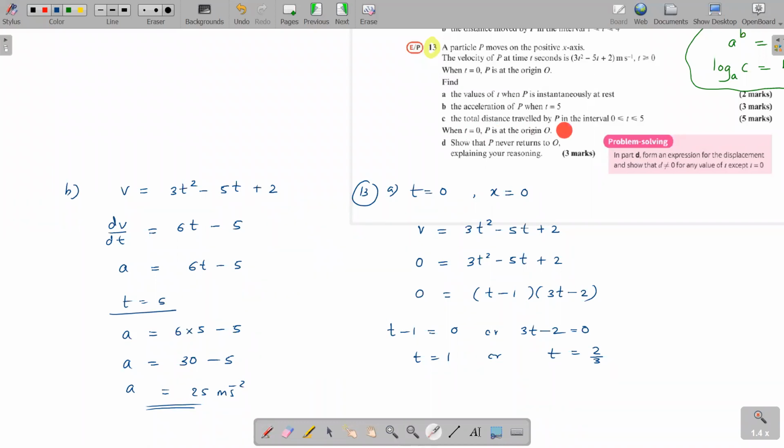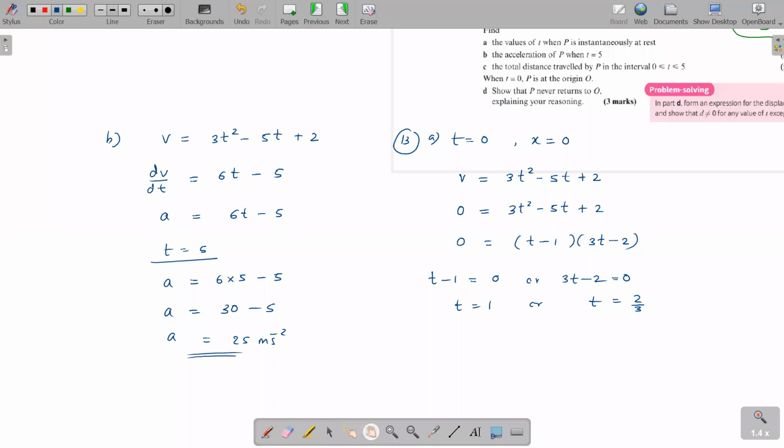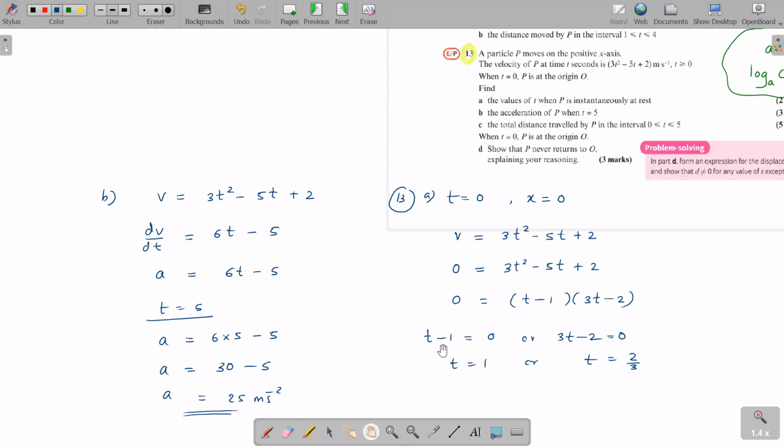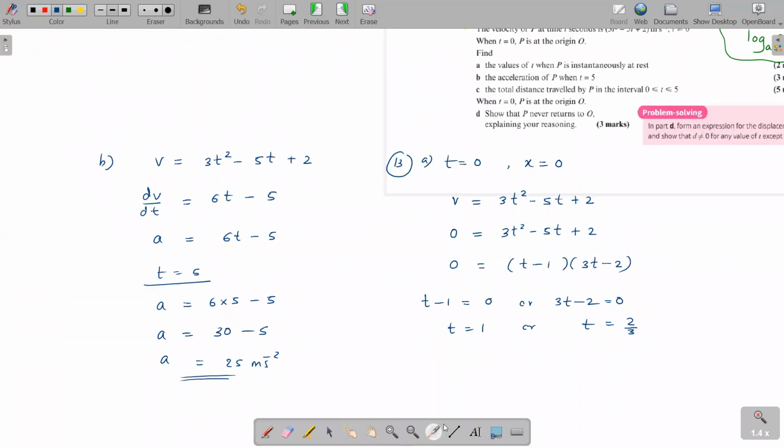The total distance traveled by P in the interval 0 to 5. Sorry, this is part D when t equals 0; part C is the total distance traveled by P in the interval 0 to 5. So in between 0 to 5 seconds, what's the total distance that you have traveled? How do you find the total distance? Stuff like this you have done even in M2, but this is quite easy.